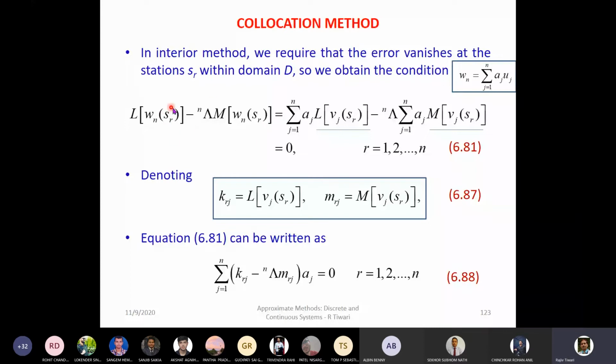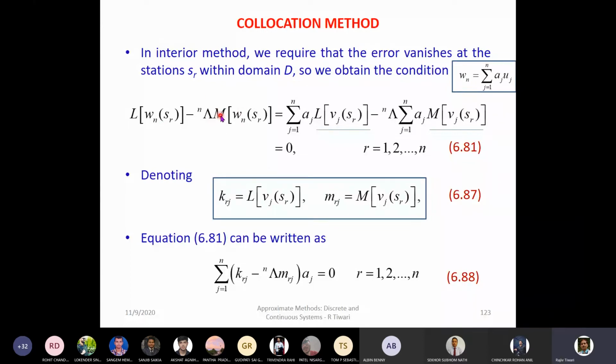This was the S. Now I put the station location here, SR. Here you can see that uj is a function of x, and x we have written as SR. This is a fixed location on the beam, maybe the mid span or 1/3 position, something like that. So this is the known position which the user can choose.